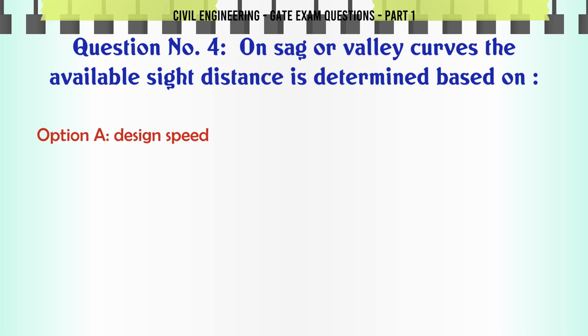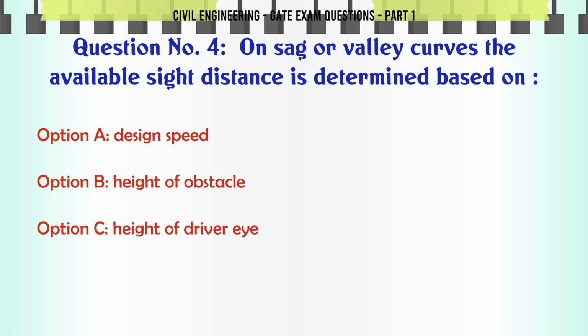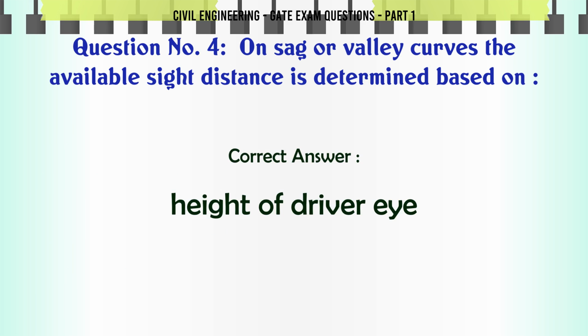On sag or valley curves, the available sight distance is determined based on: a. design speed, b. height of obstacle, c. height of driver I, d. nighttime driving conditions. The correct answer is height of driver I.